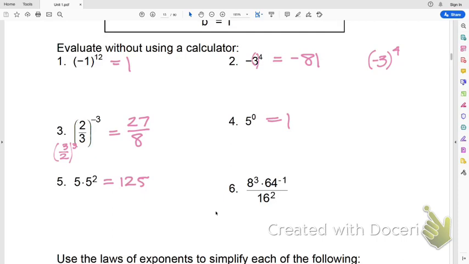No. Which one tells me I can't use base 4? 8, right? 8 cannot be written as 4 to a power. That usually tricks us because we like to think it works that way, but it's 4 times 2 that gives me 8. So what base could I use for all three?